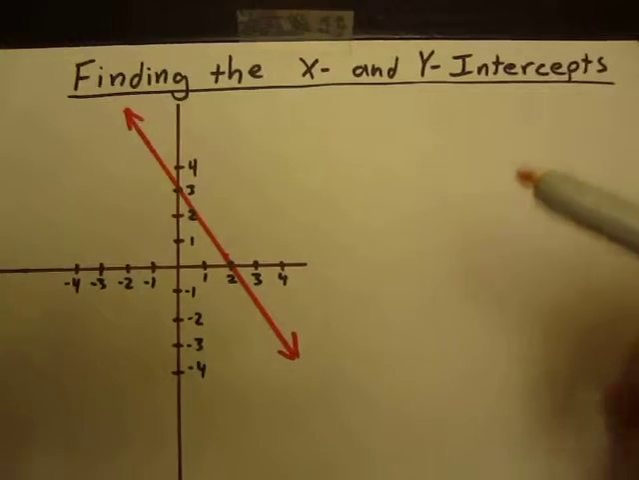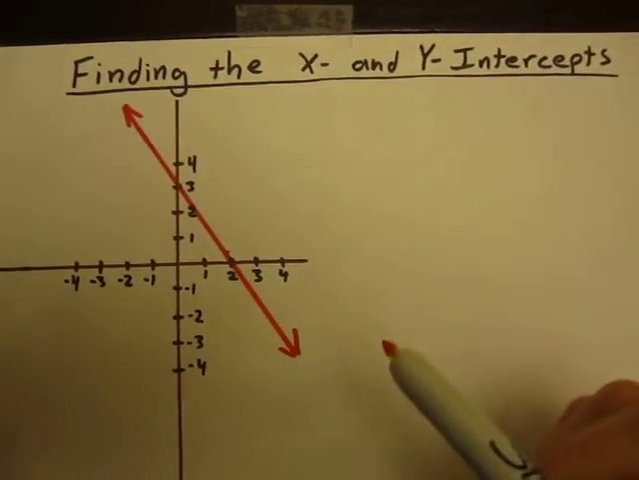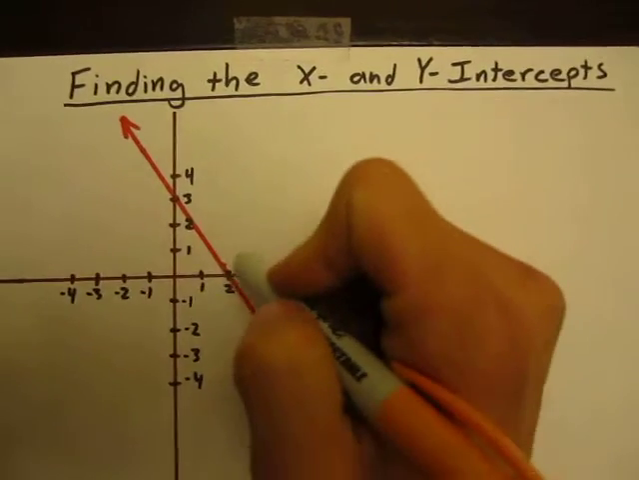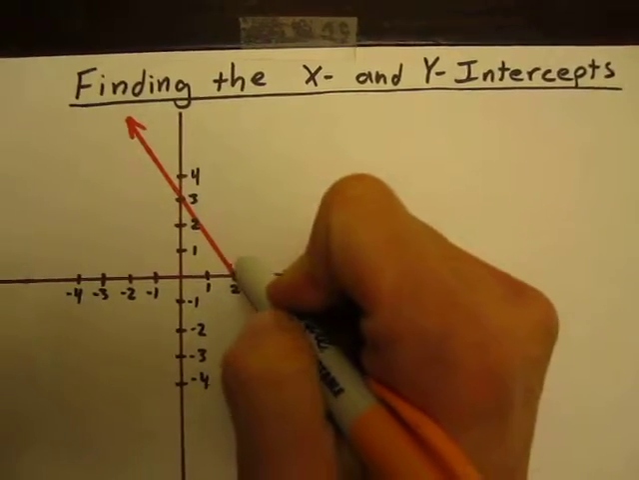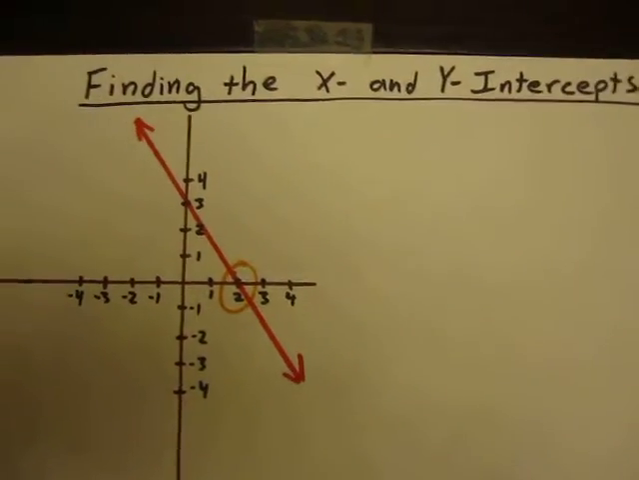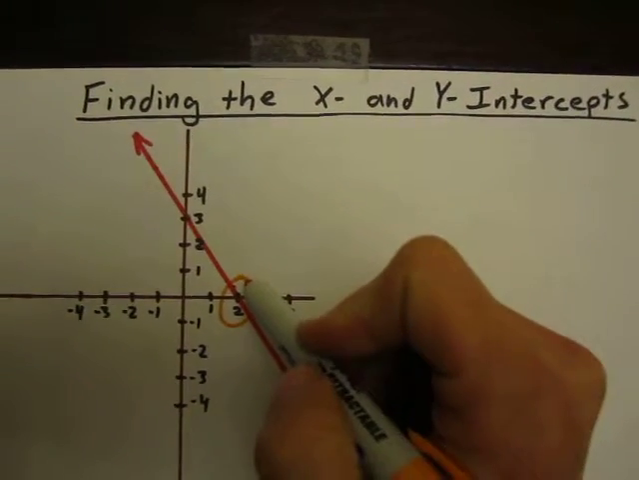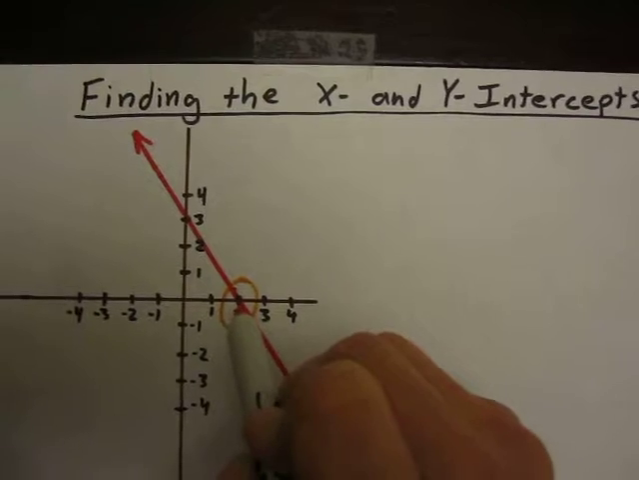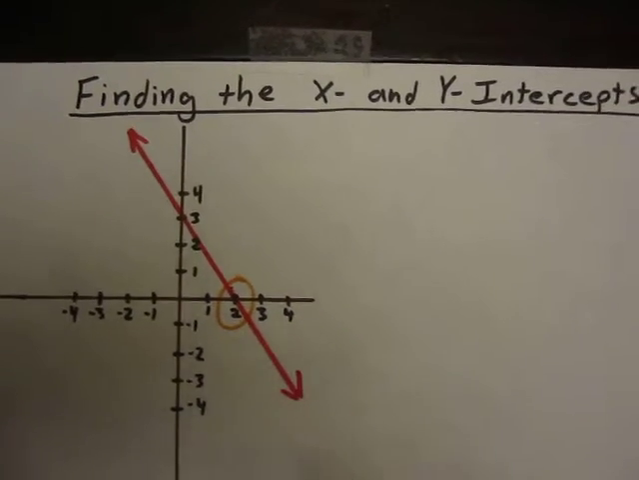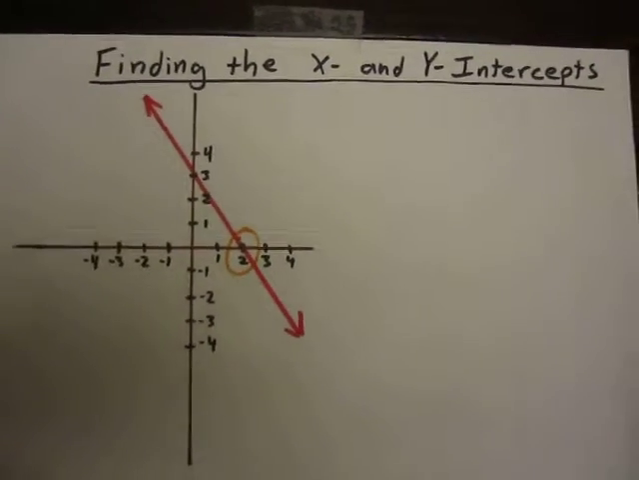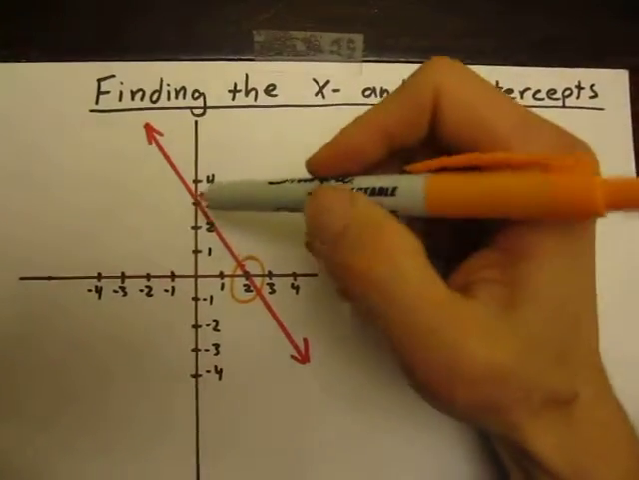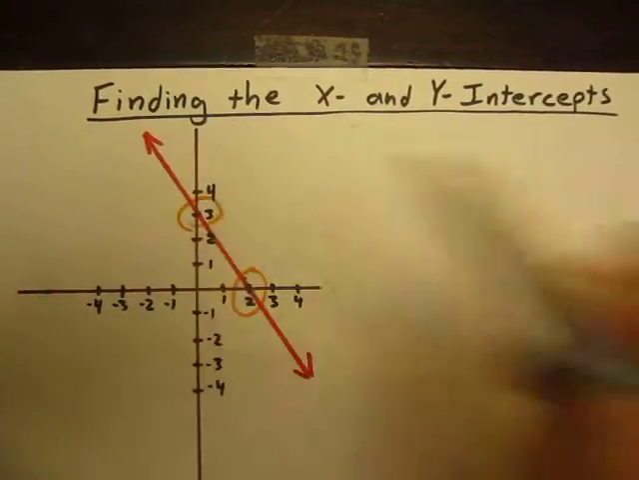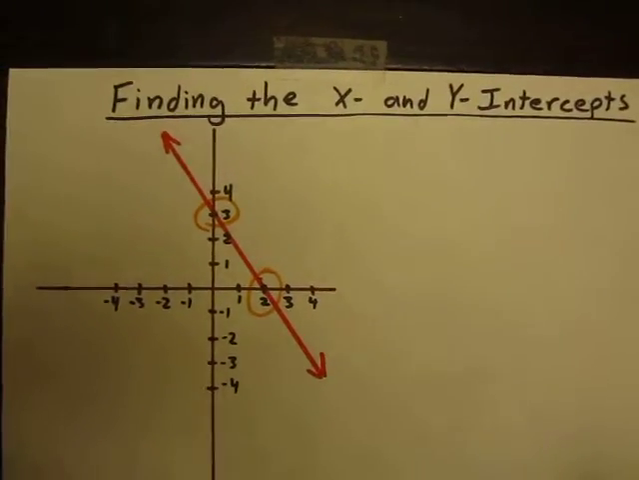Well, this is quite simple. The x-intercept is the point at which our graph, or our line, crosses the x-axis. So notice this one crosses the x-axis at x equals 2. Our y-intercept is the point at which the line crosses the y-axis, or in this case, where y equals 3.